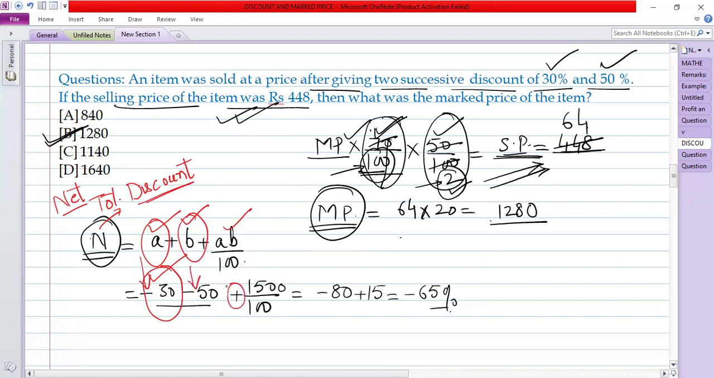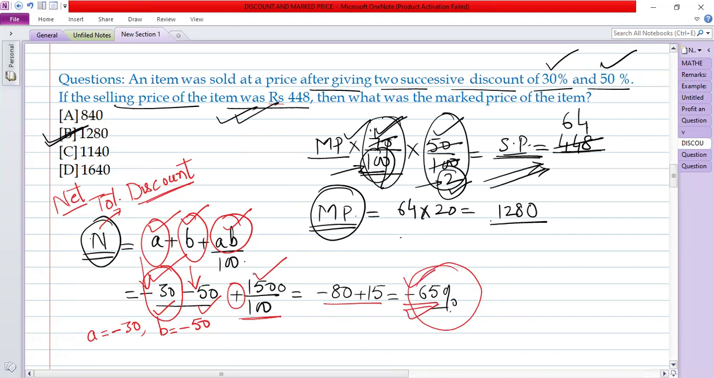And obviously here it will be plus, because A is minus 30 and B is minus 50, so the product AB is minus 30 into minus 50, which will be 1500. Please mind this. Now if one solves this, it will come out to be minus 65%, meaning our net or total discount is 65%.